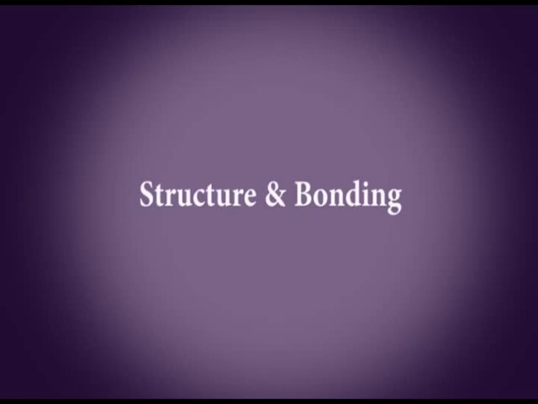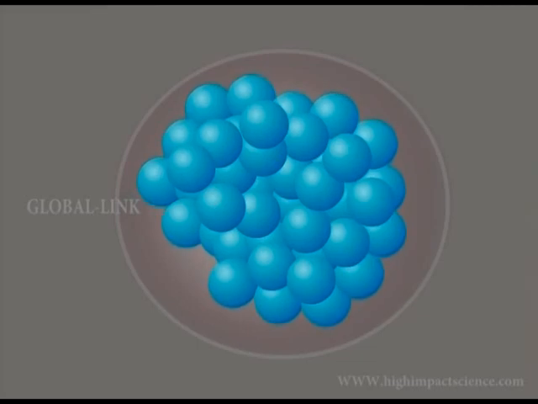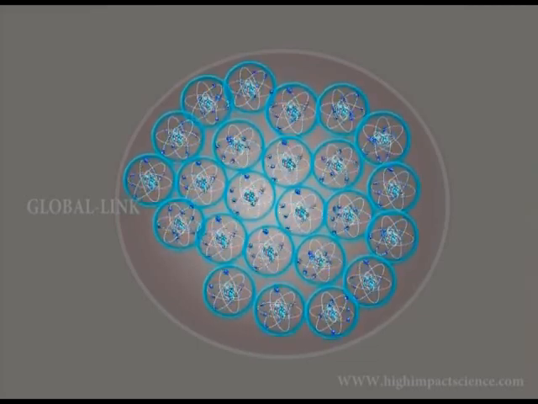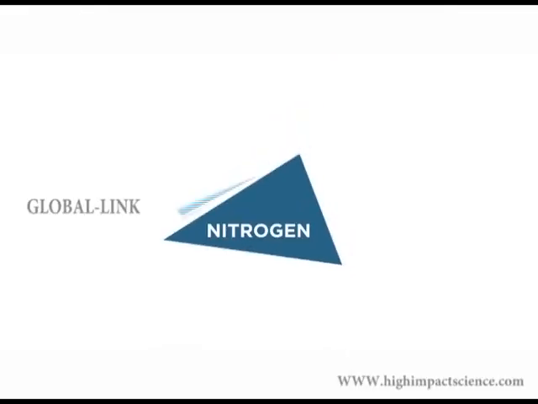Chapter 3: Structure and Bonding. We know that all matter consists of tiny indivisible particles called atoms. And because there are many of them, there are equally as many elements in nature.